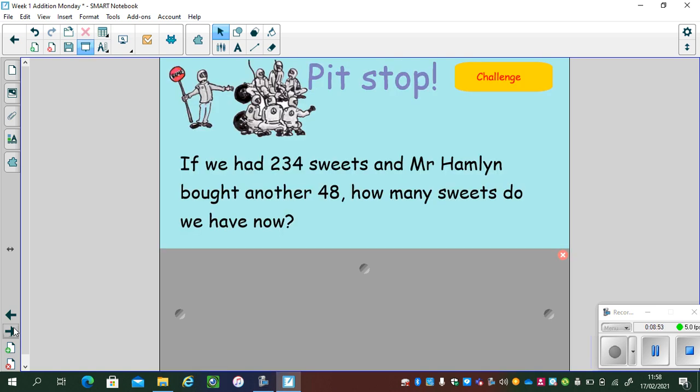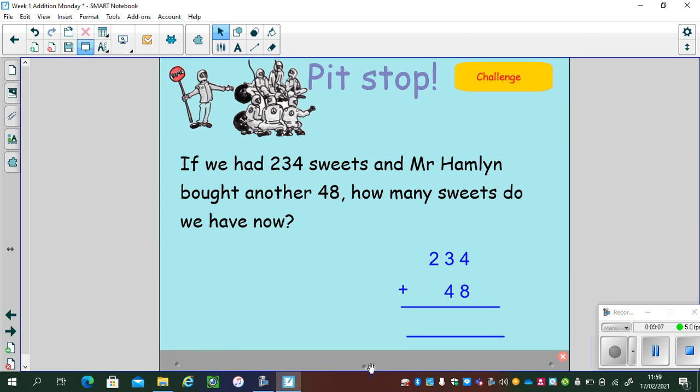Welcome back to a little pit stop here. If you wanted to have a go at the challenge, here's an example of a word problem. If we had 234 sweets and Mr. Hamlin bought another 48, how many sweets do we have altogether? So I'd need to lay out my column addition method correctly. 234 add 48 with all the numbers in their correct place value columns.